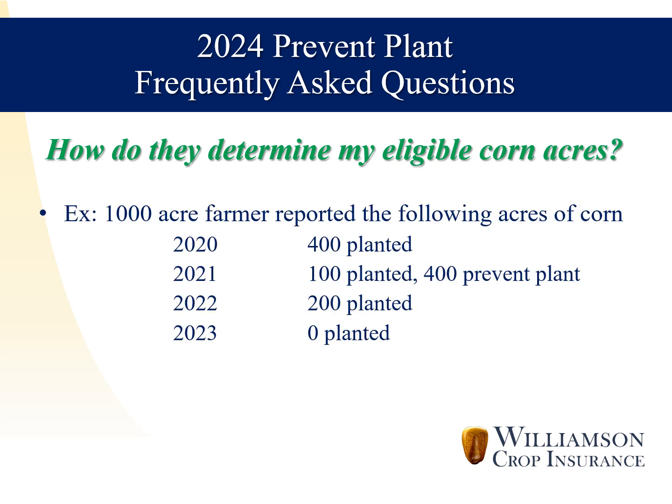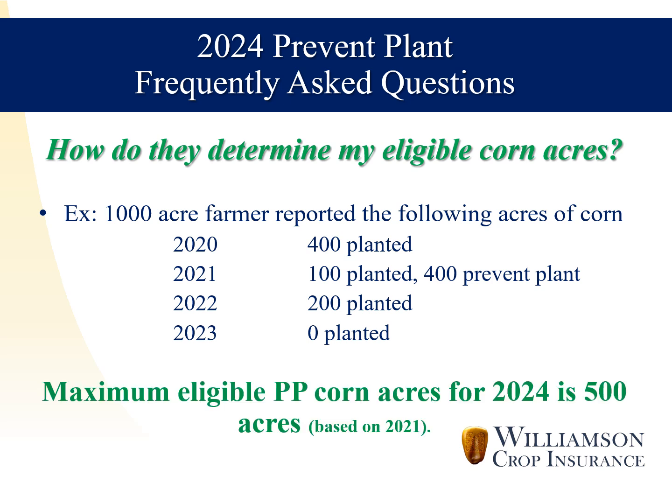So I'm looking at a 1,000-acre farmer, and I'm going to use this example of this operation multiple times through this part of the PowerPoint. So a 1,000-acre farmer reported the following acres of corn. In 2020, they planted 400. 2021, they planted 100 acres, and then they were prevented from planting 400 acres, so a total of 500 there. 2022, they planted 200 acres. In 2023, no corn acres at all. It all went to soybeans.